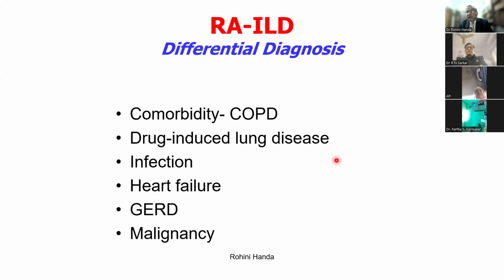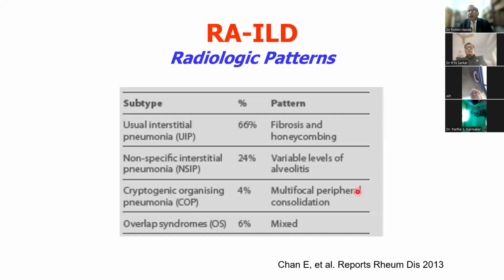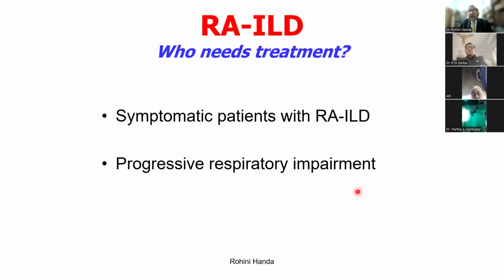And as students of internal medicine, you know that you need to look at infection, heart failure, reflux, and radiological patterns. The commonest type is UIP. Based upon a CT, you can get this. But the point that I would like to make here is that the mere detection of a few crepitations at the bases does not mean that you will go all out to treat RA-ILD. Not every patient with radiologic evidence of HRCT showing some ground glassing needs aggressive treatment.